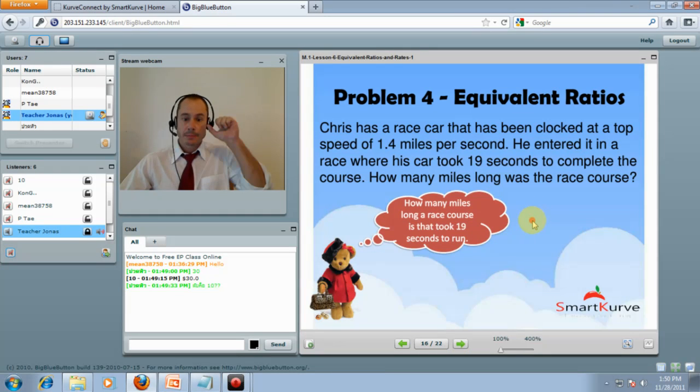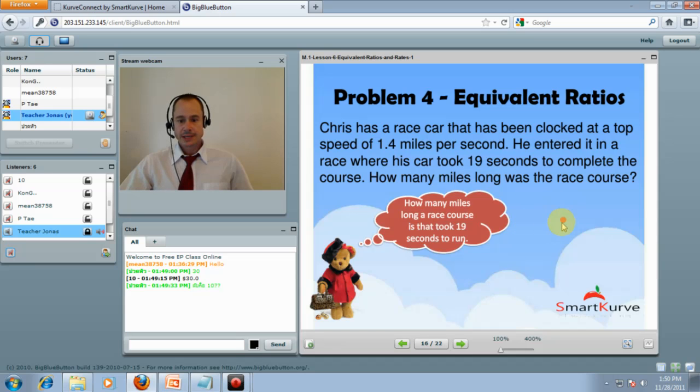Next problem. Chris has a race car that has been clocked at a top speed of 1.4 miles per second. He entered it in a race where his car took 19 seconds to complete the course. How many miles long was the race course?